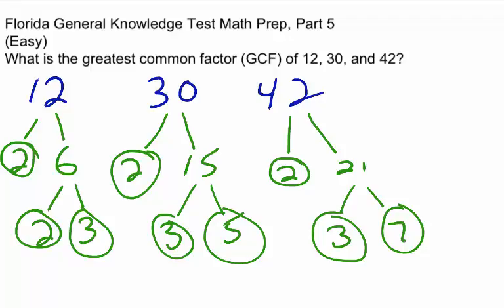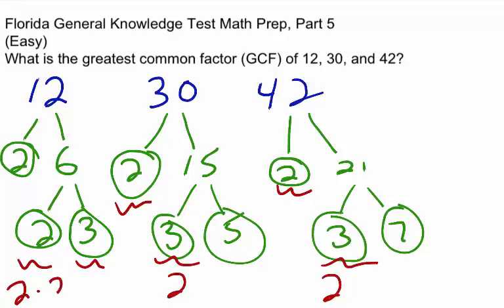Next, we look to see which prime factors are shared. So, each number has a prime factor of 2 in common. Each number also has a prime factor of 3. So, 2 times 3 is shared by each number in the set.